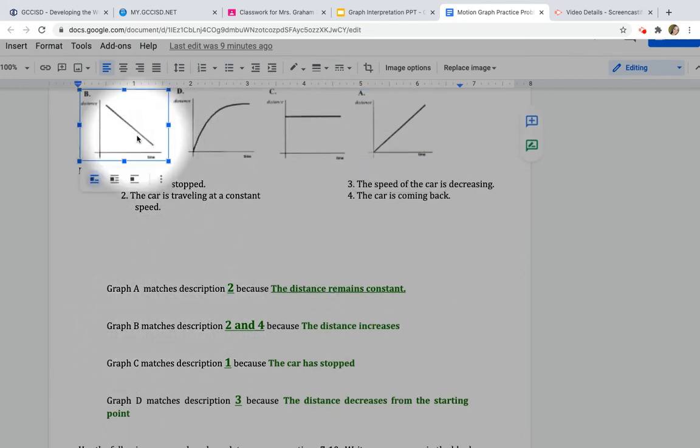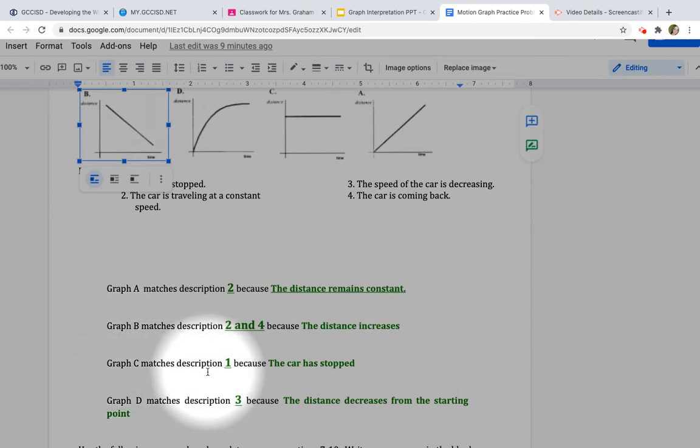Graph B matches description... well, let's look at graph B. Now let's look at our descriptions 2 and 4. The car is traveling at a constant speed. This line is very similar to graph A's line. It is at a constant speed, so that's correct. And 4, the car is coming back. So remember, 0 is home. All right, so we're starting up here and we are coming back home. Home is all across the board. So graph B matches 2 and 4 because the distance increases.